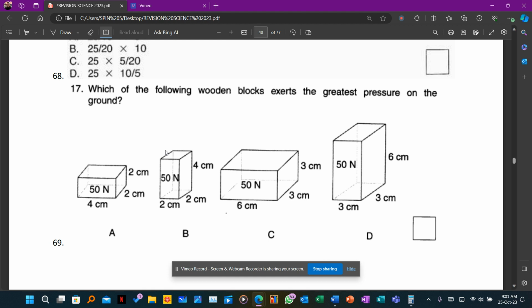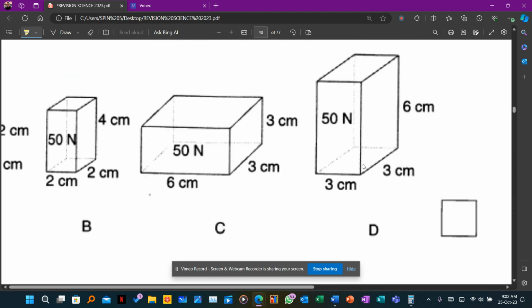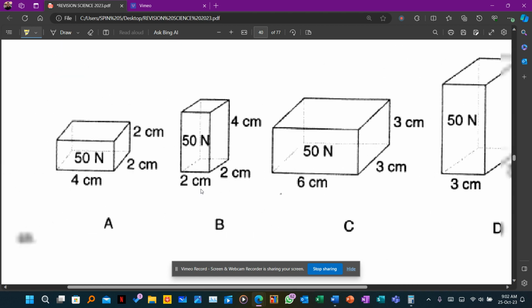You can calculate every single one, but if you pay attention to the force, all of it are the same: 50 newton, 50 newton, 50 newton, 50 newton. So all you need to do now is just look at the area, find the smallest one. Now, I'm not sure how tricky the exam can be. If you want to be safe, always calculate the whole surface area at the bottom.